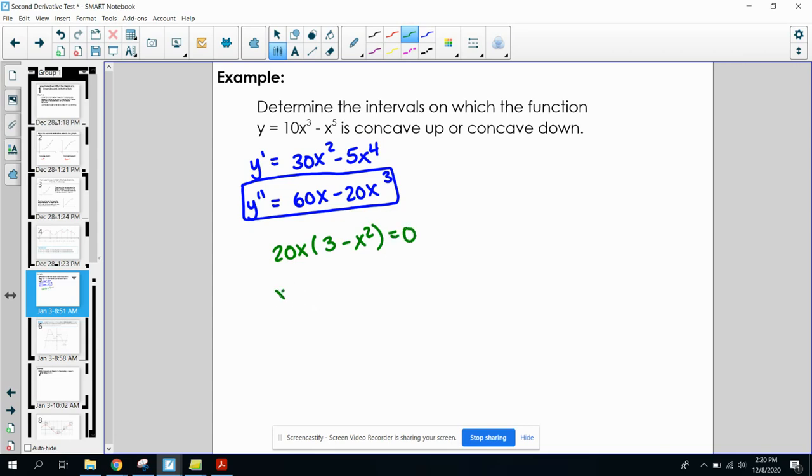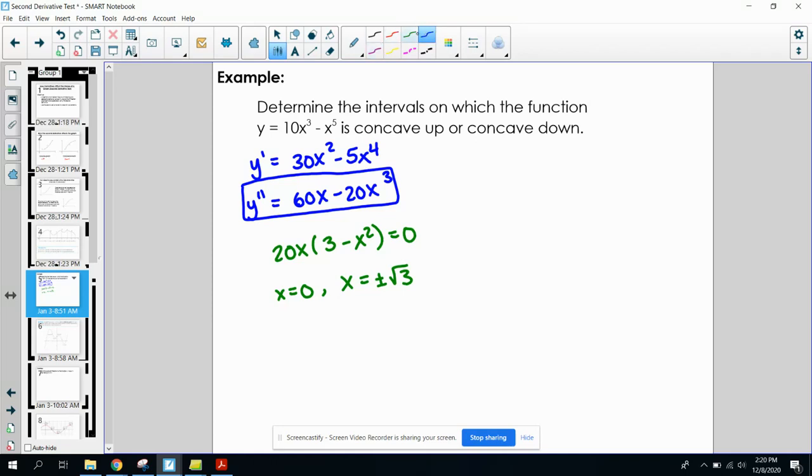So I get x is equal to 0 from this 20x. And then if I solve 3 minus x squared equals 0, I'm going to get that x is equal to plus or minus the square root of 3. Okay, so I have 3 critical points here. I have 0, square root of 3, and negative square root of 3.